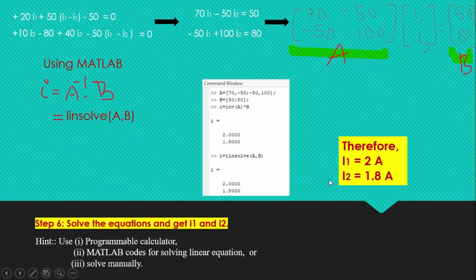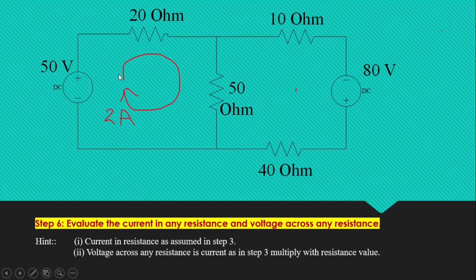So finally we got the current in both the meshes. I1 is 2 ampere, I2 is 1.8 ampere. This means for mesh 1 we have a current of 2 ampere, and in mesh 2 we have a current of 1.8 ampere. Now with this we know the value of current in this 20 ohm. We can find the voltage across this by multiplying this resistance with the current. Similarly here we can get the value of voltage and current. We can also get the voltage and current here, and here.